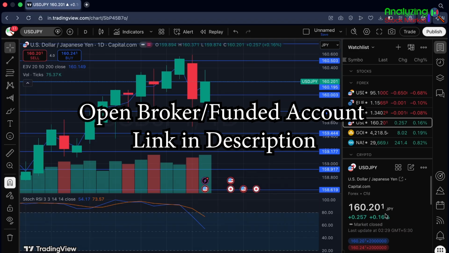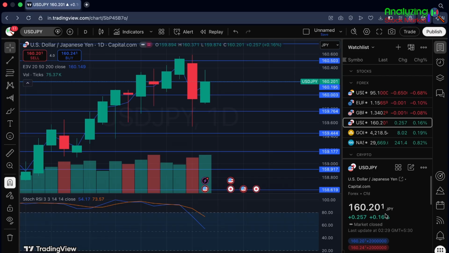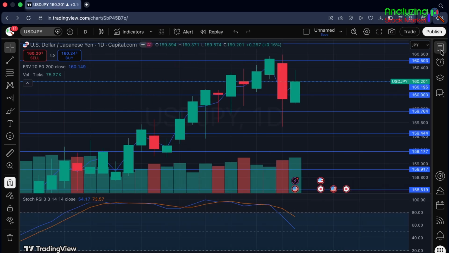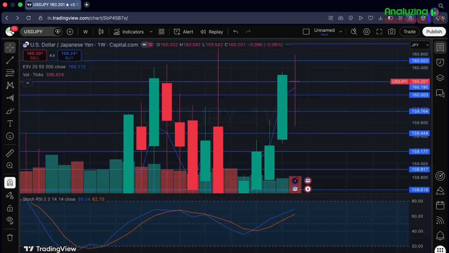Now I'll be talking about what is going to happen in the coming week. I'll also be marking some important support zones and resistance zones, which will help you take better stop loss and target levels according to your bias for this week. Let's open a weekly chart first and see what happened during the weekly momentum last week.